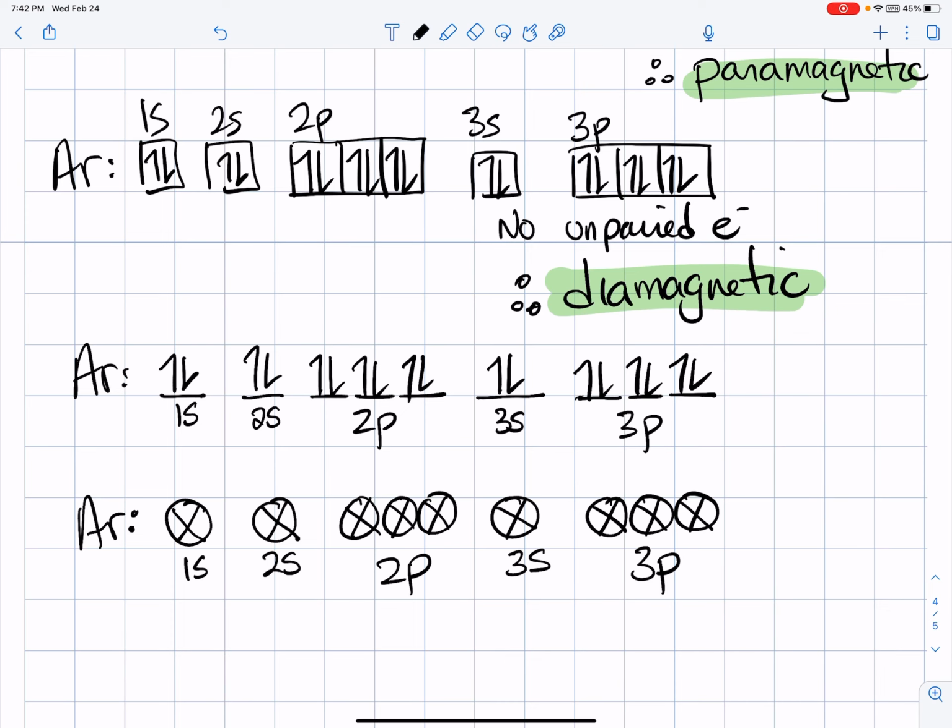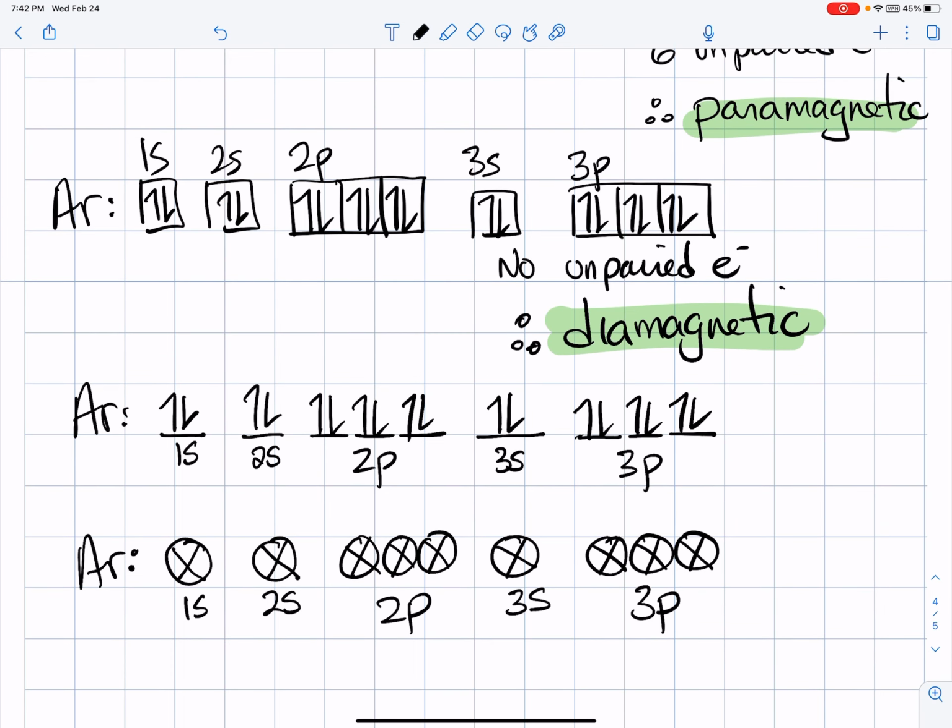You should be familiar with all of them. You might see them on a test or something like that. When I draw them, I almost always use boxes with arrows, but you'll see these other representations in textbooks or on the internet as well. Just recognize they mean the same thing.